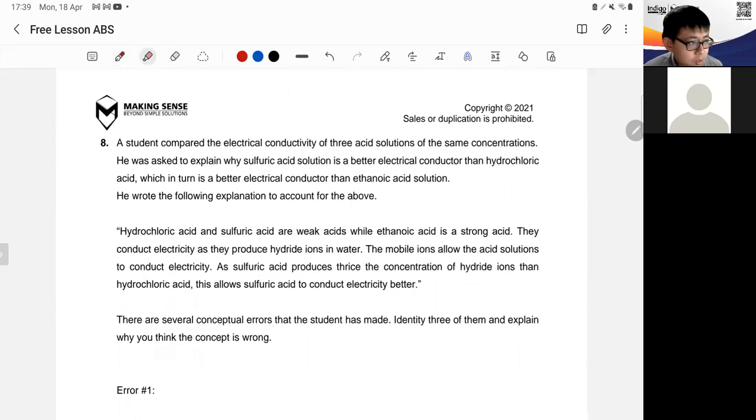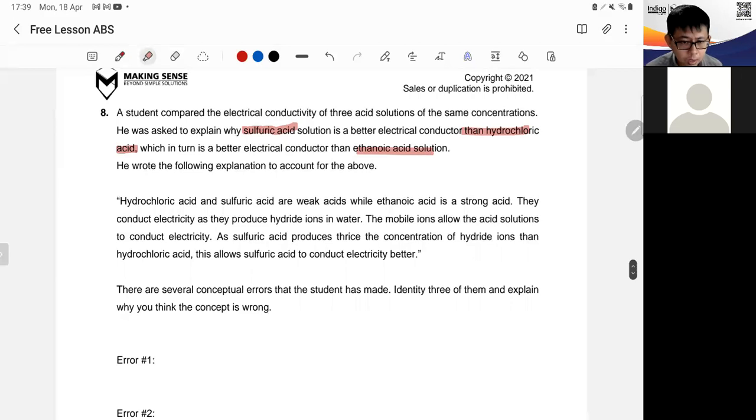Student compared the electrical conductivity of 3 acid solutions of the same concentration. He was asked to explain why sulfuric acid is better than HCl, which is in turn better than ethanoic acid. And he wrote this thing. Hydrochloric acid and sulfuric acid are weak acids. Ethanoic acid is strong. They conduct electricity as they produce hydride ions in solution. The mobile ions allow the acid solutions to conduct electricity. As sulfuric acid produces thrice the concentration of hydride ions, then hydrochloric acid, it is better as a conductivity. Several conceptual errors. Identify 3 and explain why they are wrong.